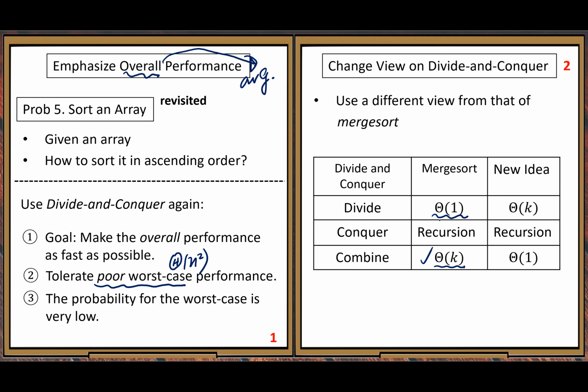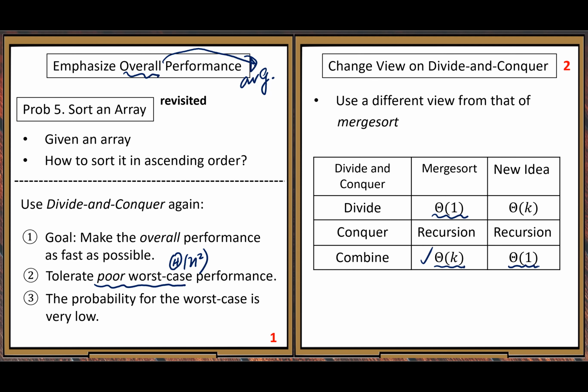But for the combine step, we can enjoy the good property we derived from the divide step. That property would give us big theta of 1, a little amount of work to combine two ordered arrays.